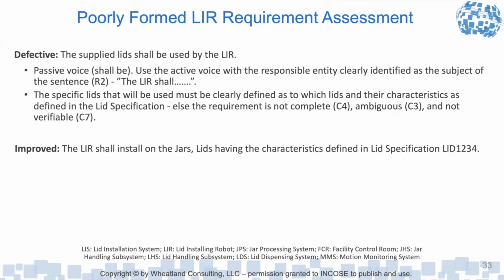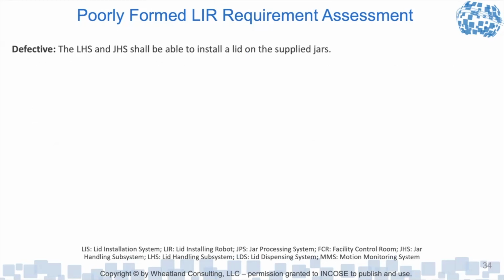So an improved version is the LIR shall install on the jars lids having the characteristics defined in lid specification lid 1234. This requirement is all about specifying the specific lids that the LIR has to interact with. And to do that, it needs to know what the characteristics of those lids are. And that's what this requirement does.